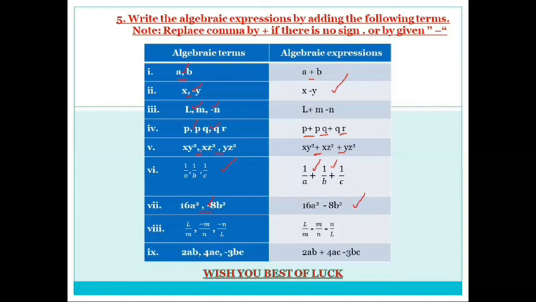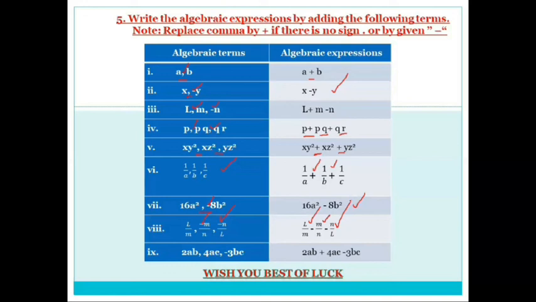Here no sign means plus. Here no sign means plus. Here no sign means plus. Here will also be plus, and here will be minus because it is given in the question. And in this seventh part, minus is given. So that's why we will write here l over n minus m over n, because minus is introduced by the term here, minus n over l.